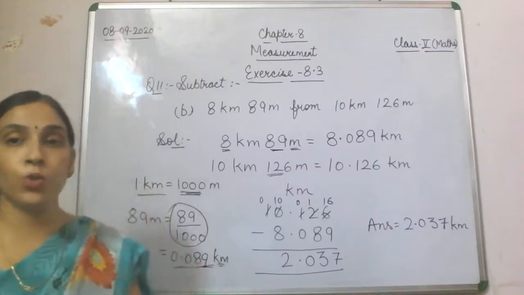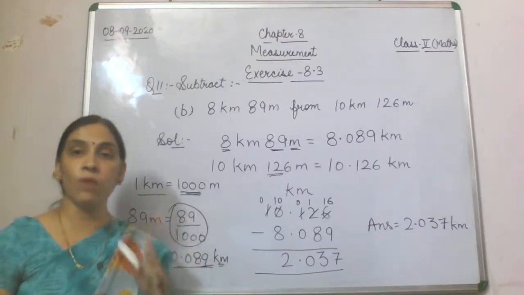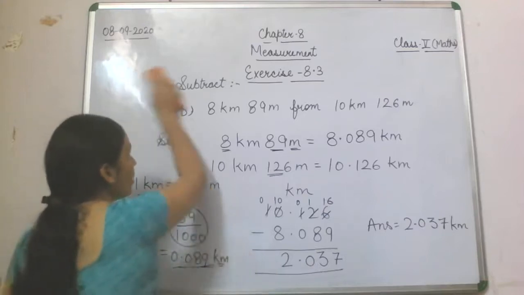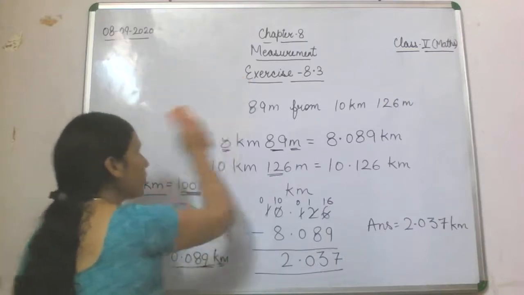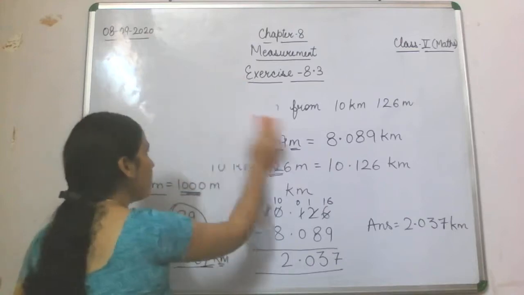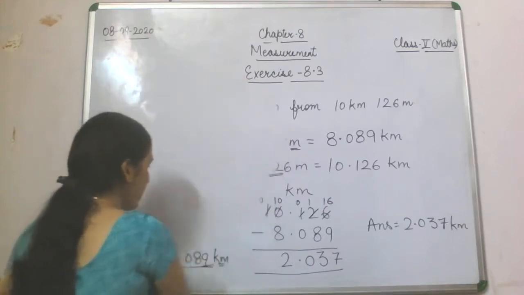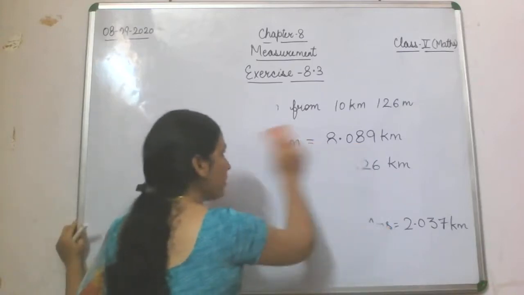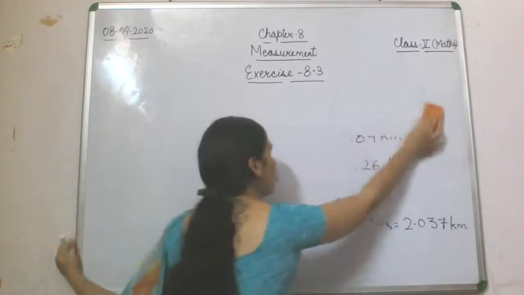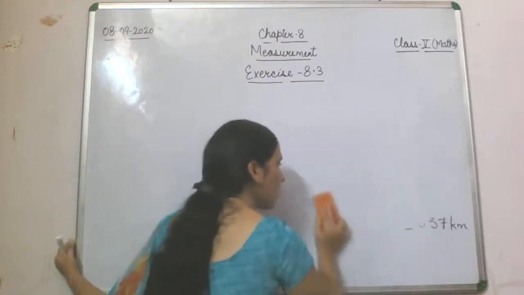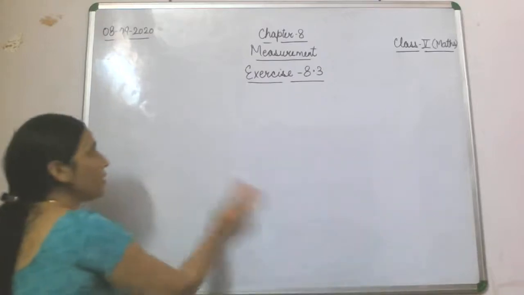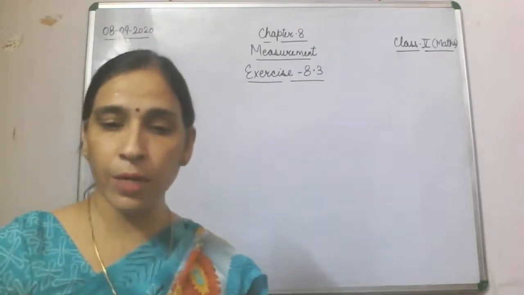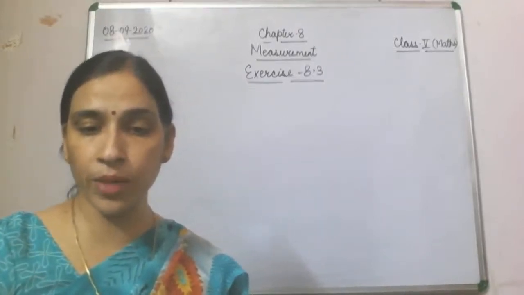Now we are going to do word problems of addition and subtraction of measurement, especially of length. So here we are going to start with our question number 12 of the same exercise. We'll understand that question number 12 and after that we will do it. So I hope there is no problem in doing subtraction of that. And now we are going to start our word problem. We'll start with question number 12.